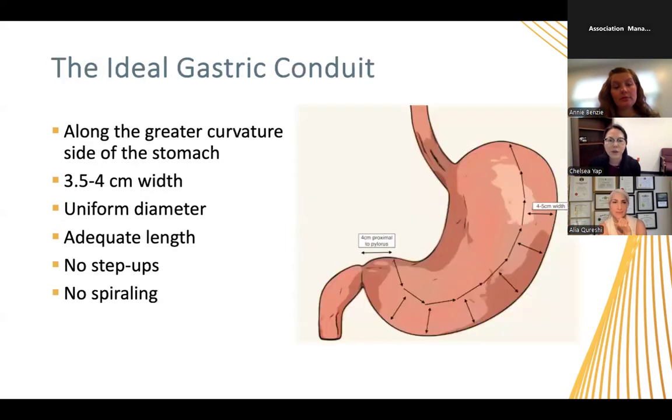So for the ideal gastric conduit, we're working along the greater curvature of the stomach. Here it says 4 to 5 centimeters. However, we have been doing 3.5 to 4 centimeters, making sure there's a uniform diameter and adequate length of the gastric conduit, ensuring that there are no step ups with the staple line and no spiraling of the conduit.